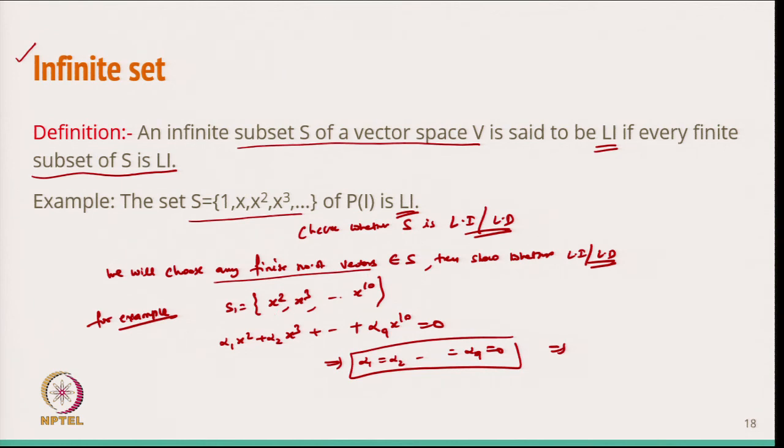Similarly, we choose any vectors that are suppose coming also Li. So, from here I can say that this is Li, and then from here I can say that S is a linearly independent set.